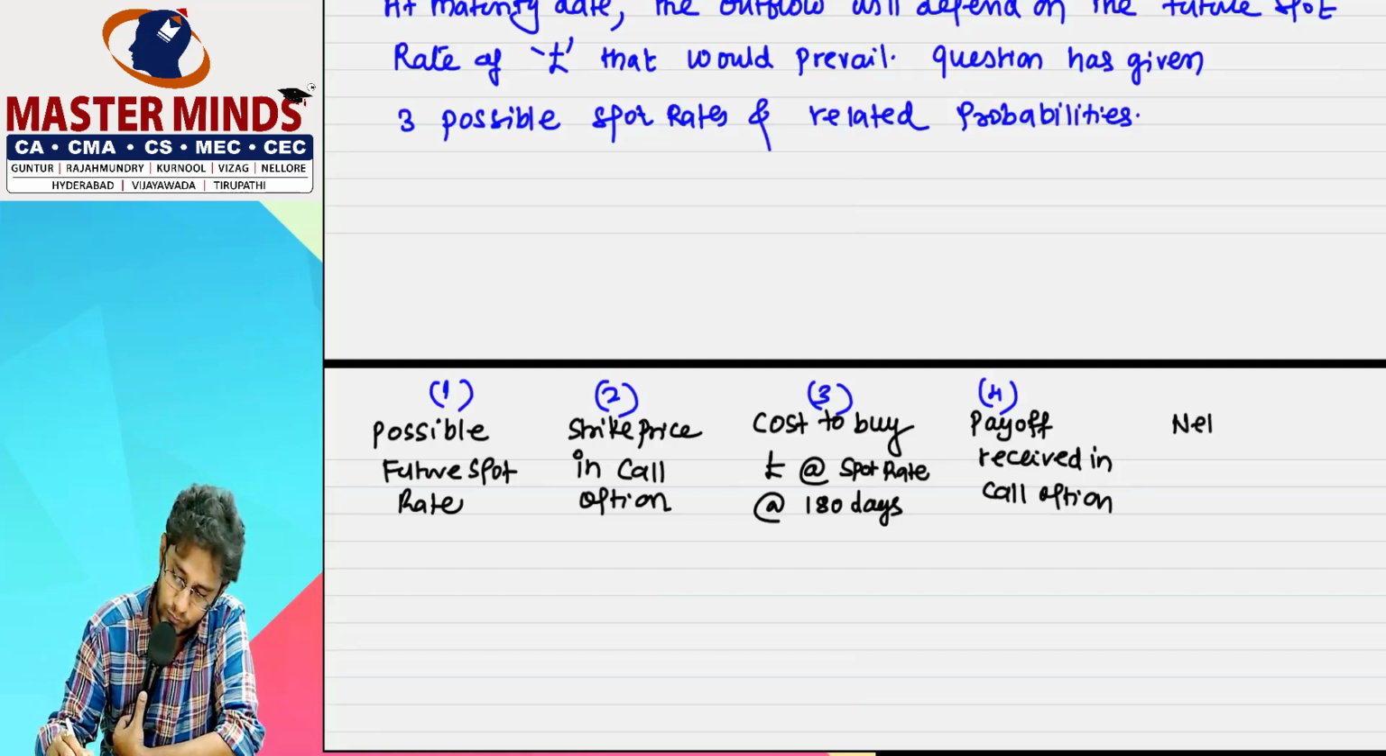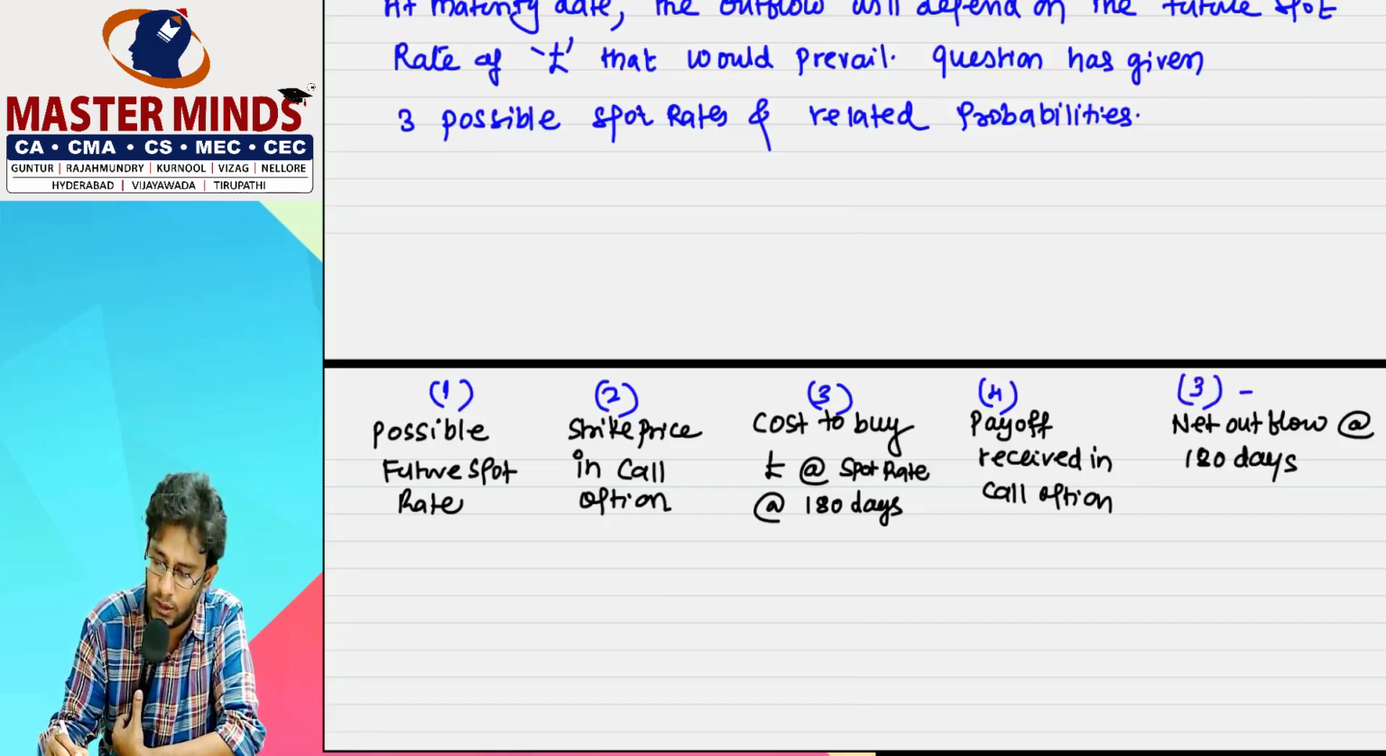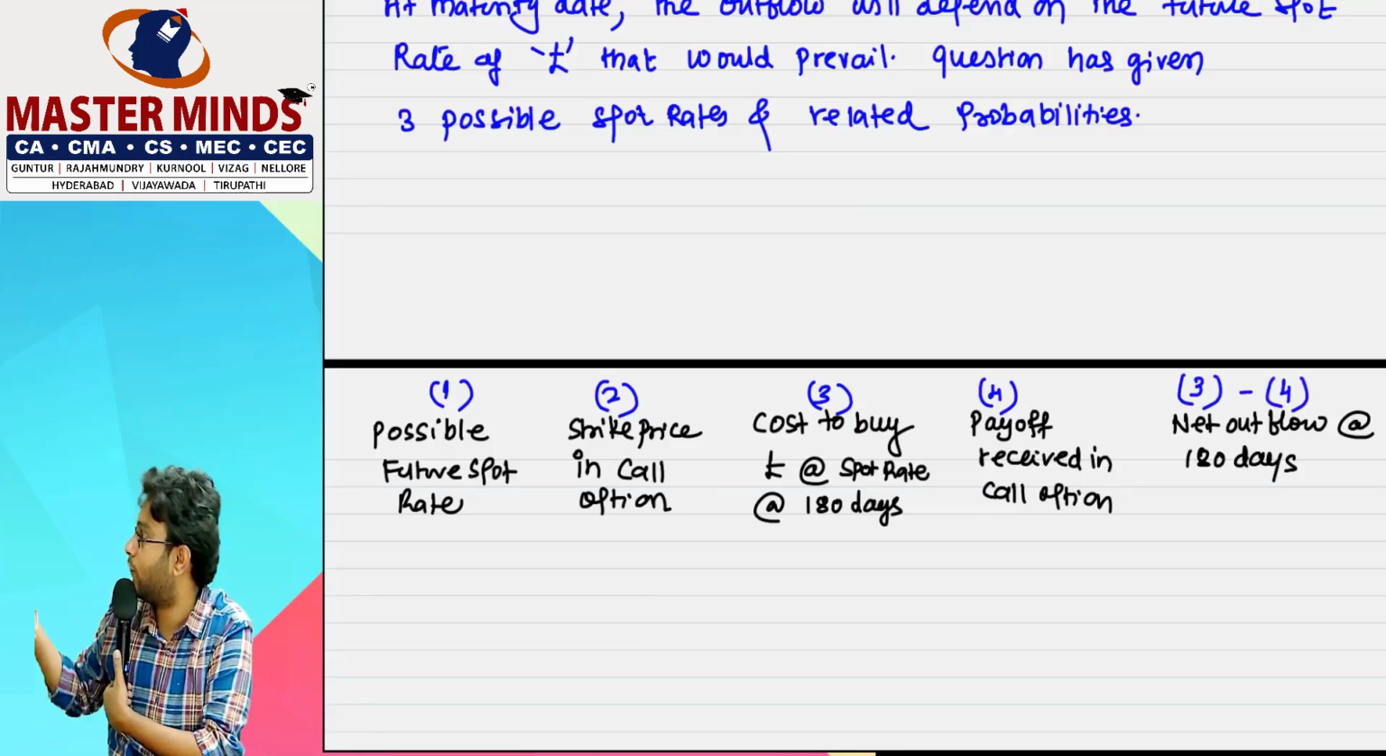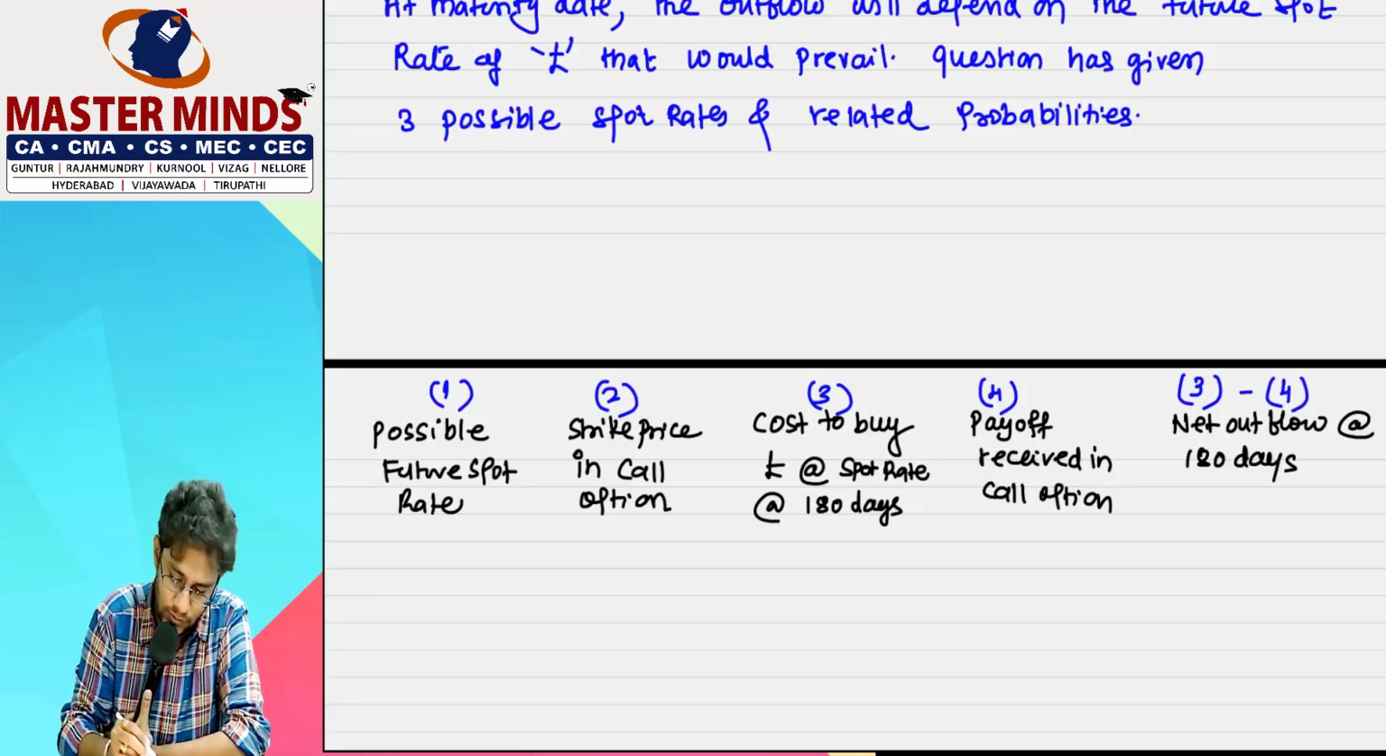So net outflow at 180 days is equal to 3, which is definitely an outflow. In case the option gets exercised, then some inflow will come. So effectively your outflow will be this. So now you may copy.